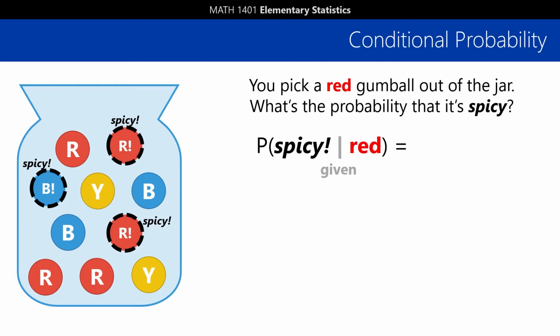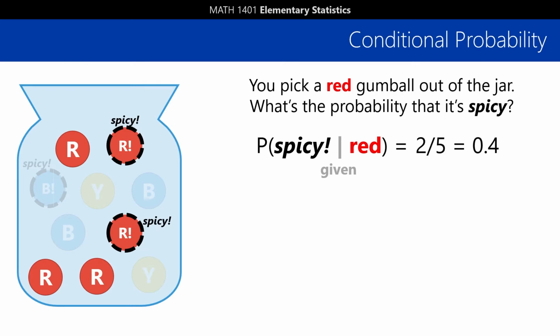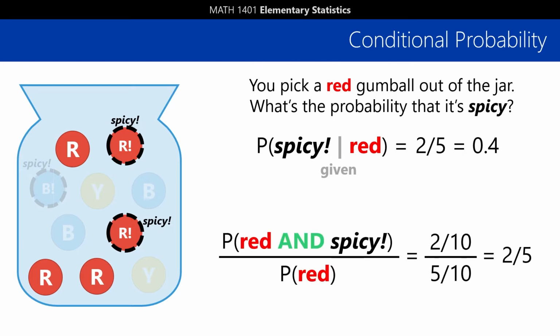So since we're given that the gumball is red, we can restrict ourselves to just looking at the red gumballs and ask how many of them are spicy. Out of 5 red gumballs, 2 of them are spicy. So the probability that the gumball is spicy given that it's red is 2 out of 5, which comes out to 0.4.